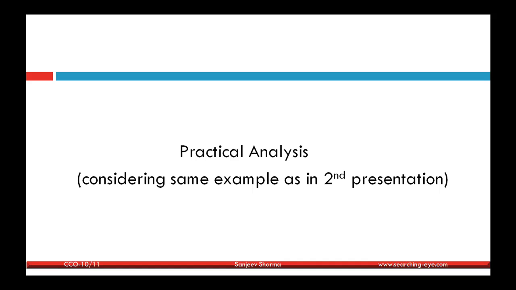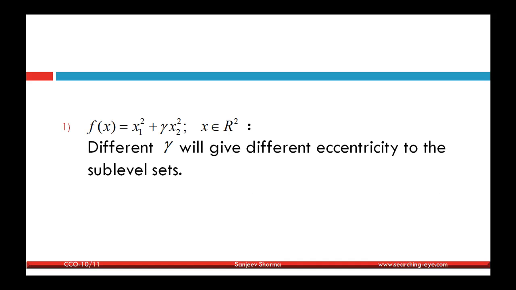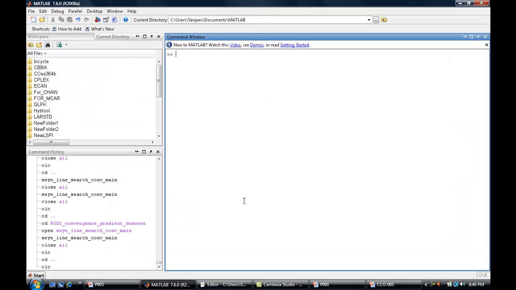So here again we'll consider the example that we have discussed in the second presentation, that is f of x is equal to x1 square plus gamma times x2 square, where x is in R2, and different gamma will give us different eccentricity of the sublevel sets and therefore different condition numbers. So let's analyze this function.